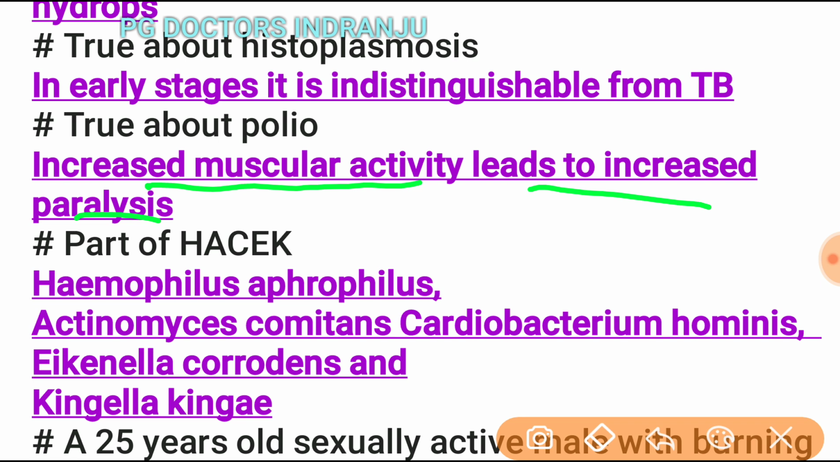The question arises: what is the full form of HACEK? It includes Haemophilus aphrophilus, Actinobacillus actinomycetemcomitans, Cardiobacterium hominis, Eikenella corrodens, and Kingella kingae. This is the full form of HACEK.